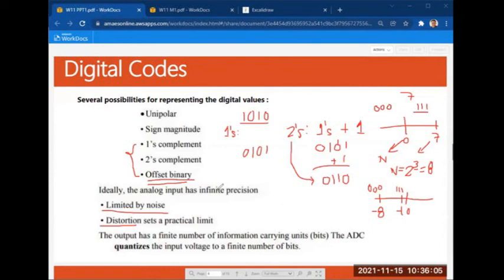Okay. So the output has a finite number of information carrying units. So the ADC, this time we will be talking about the analog to digital converter, quantizes the input voltage to a finite number of bits. Okay, so I'll clear this one.